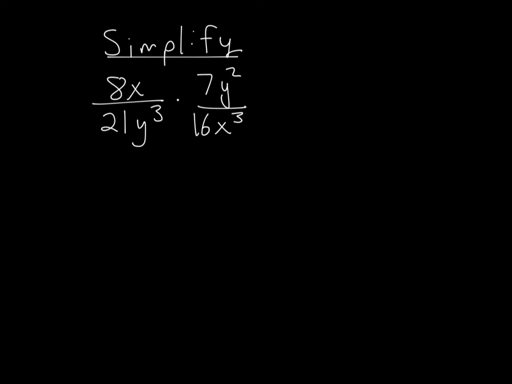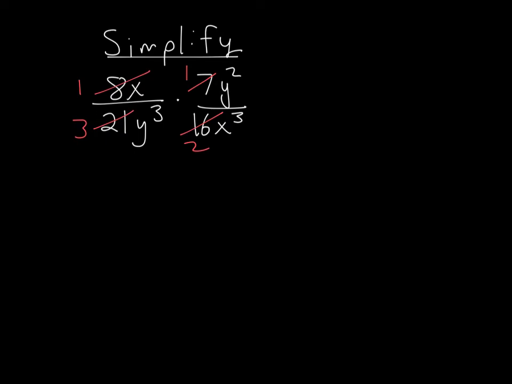So let's see here. Why don't we do it a little faster? We're going to go 8 crosses out with 16 and becomes 1 over 2. 7 crosses out with 21 and simplifies to 1 over 3. This is where some people can mess this up, with the variables. So pay close attention here. In fact, I'll even change colors for you.